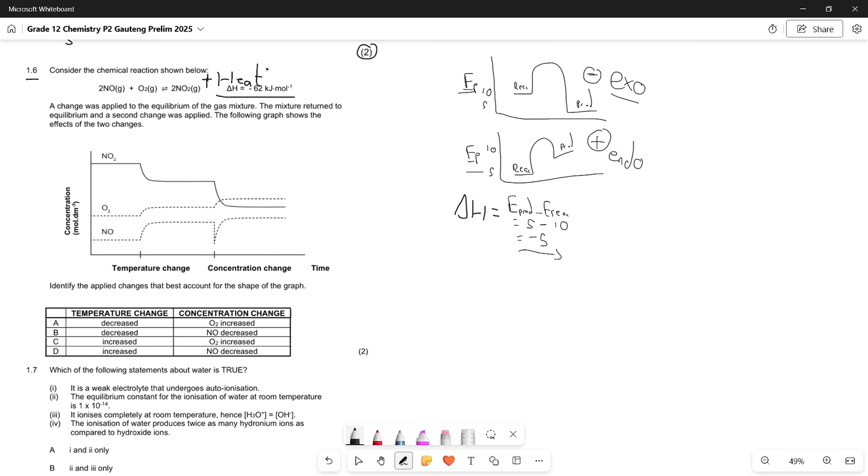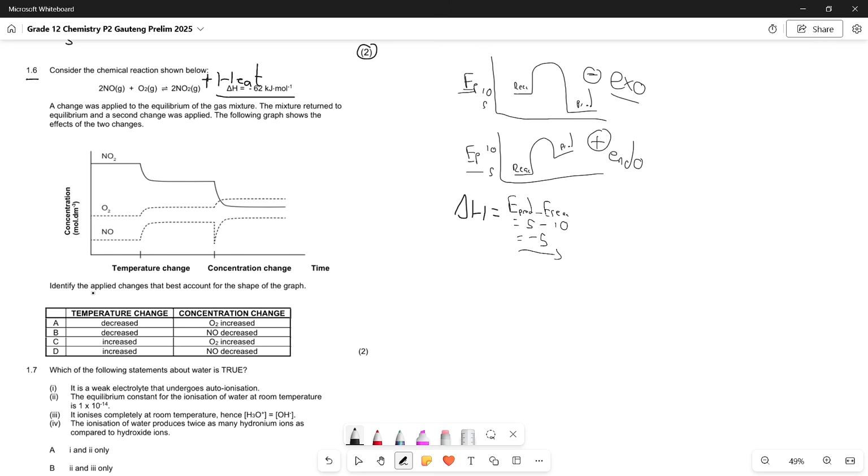Okay, so that's just something to keep in mind as we jump in, because it's saying a change was applied to the equilibrium of the gas mixture. The mixture returned to equilibrium and a second change was applied. The following graph shows the effects of the two changes. So here we have concentration in moles on our y-axis, and we have time on the x-axis with a temperature change here and a concentration change here. So they've marked off what type of change they've made, and that's pretty helpful for us.